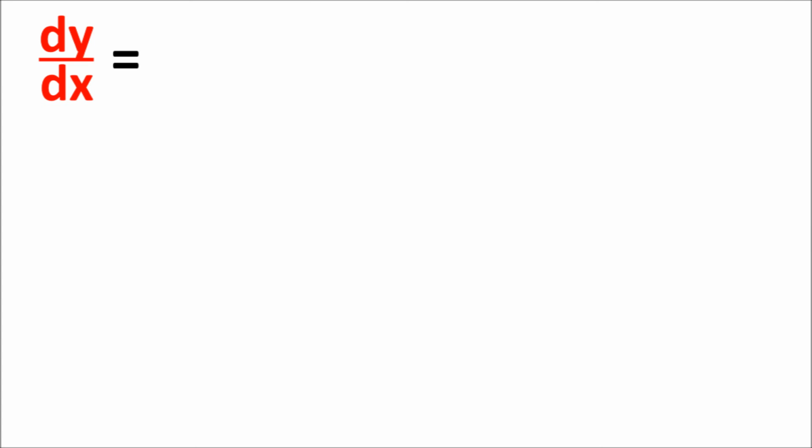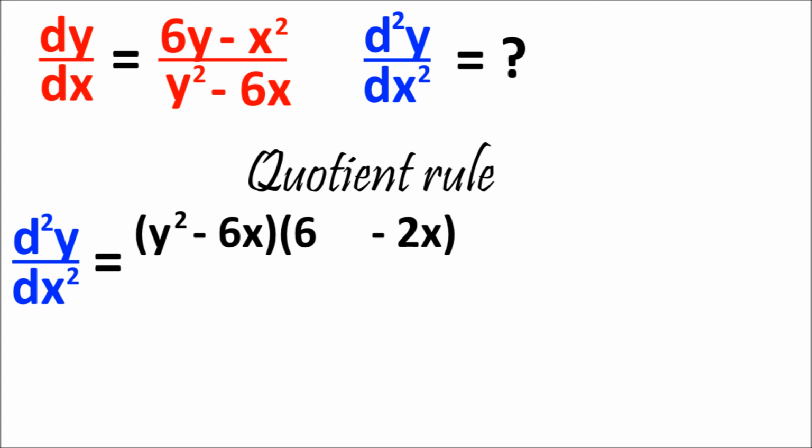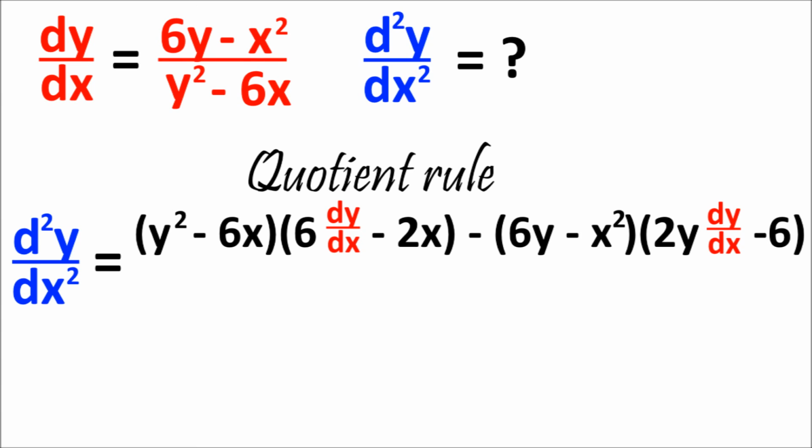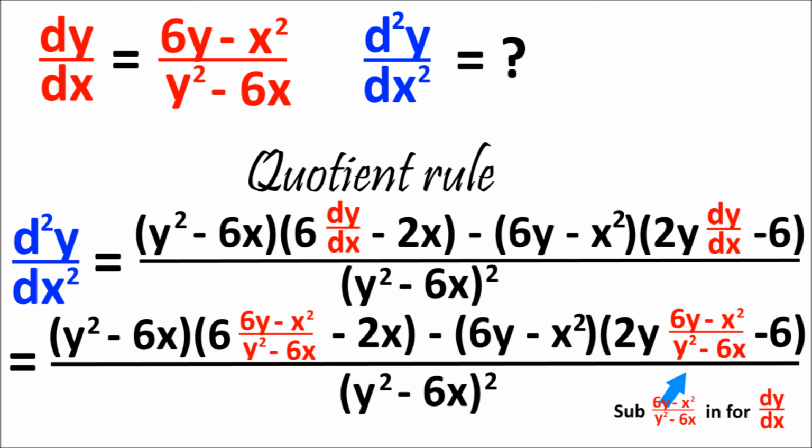Thanks to Daniel's work, we already know that the first derivative of this equation is 6y minus x squared over y squared minus 6x. Now, we just need to find the derivative of that expression. We will again need to do this implicitly using the quotient rule. We multiply the bottom by the derivative of the top, and again we have to attach dy over dx when we derive with respect to y. Then subtract the top times the derivative of the bottom, all over the bottom squared. We can then substitute 6y minus x squared over y squared minus 6x in for dy over dx. Then all that's left to do is to simplify.